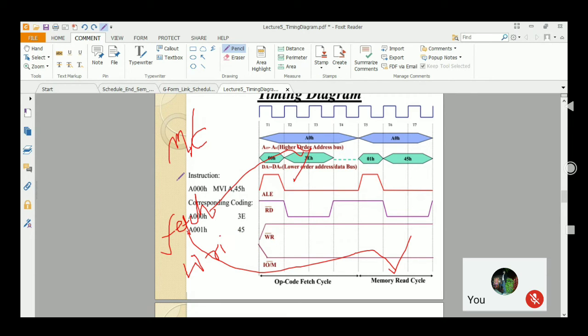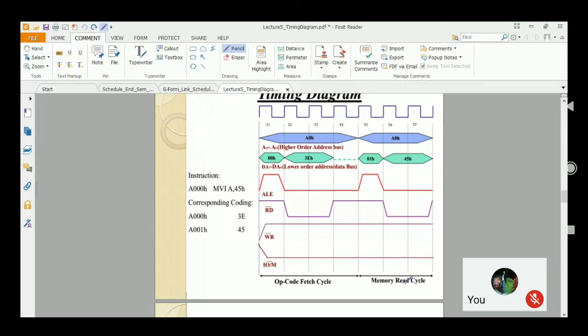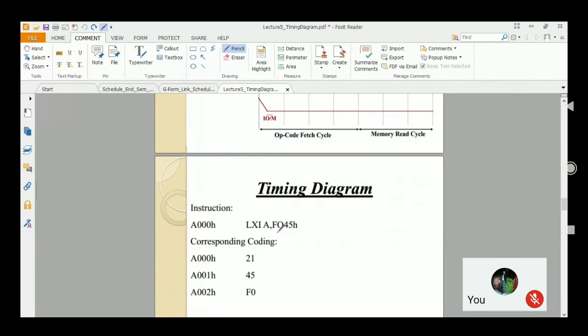So we have seen the opcode fetch phase, memory write, and memory read, and one example will be here for the memory write. In memory write, when the write operation is generated, the signal will go from high to low. Just opposite to this one for the write operation. So you can see it in the later part of my lecture.